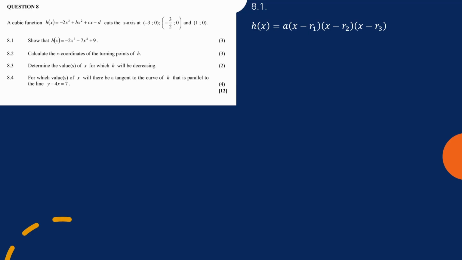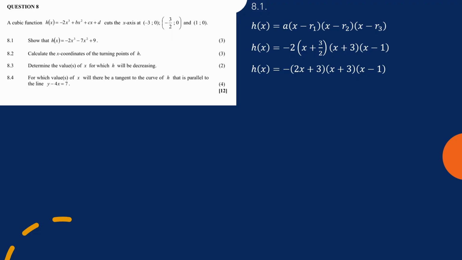Now, substituting in everything, I know that a is equal to negative 2, and I've substituted that in. r1 will be 3 over 2, r2 will be 3, and r3 will be negative 1. Notice that when I substitute my values into the formula, they change signs. Negative 3 over 2 became positive 3 over 2, negative 3 became positive 3, and positive 1 became negative 1. You have to be sure to do that when you treat a question like this.